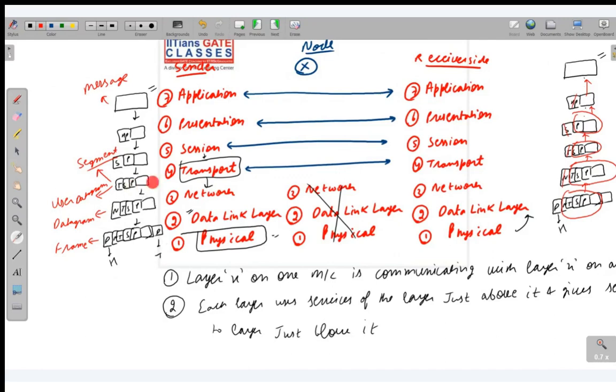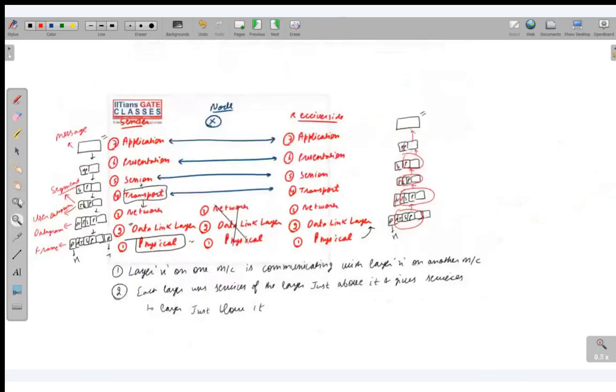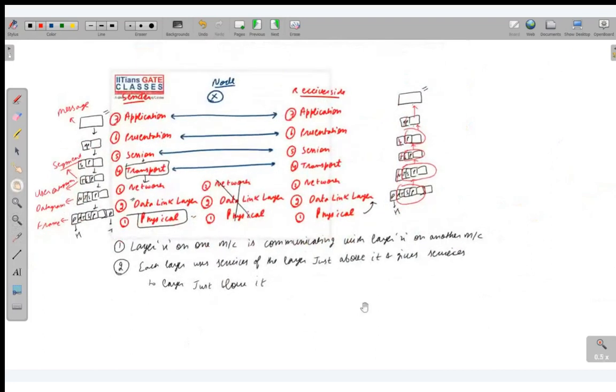Transport layer packet name may be segment or user datagram. Packet name at network layer is datagram. Packet name at data link layer is frame, and so on. So you should remember all these things. Now I think you can take a snapshot of this slide. Everything is on one slide, you can take the snapshot, and then I will jump to the next slide and give you a few more insights of all these things. I hope everybody has taken the snapshot.